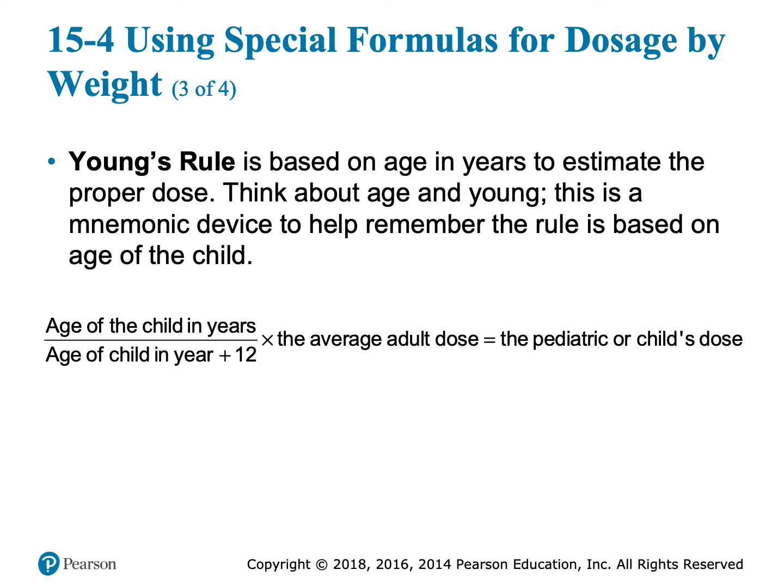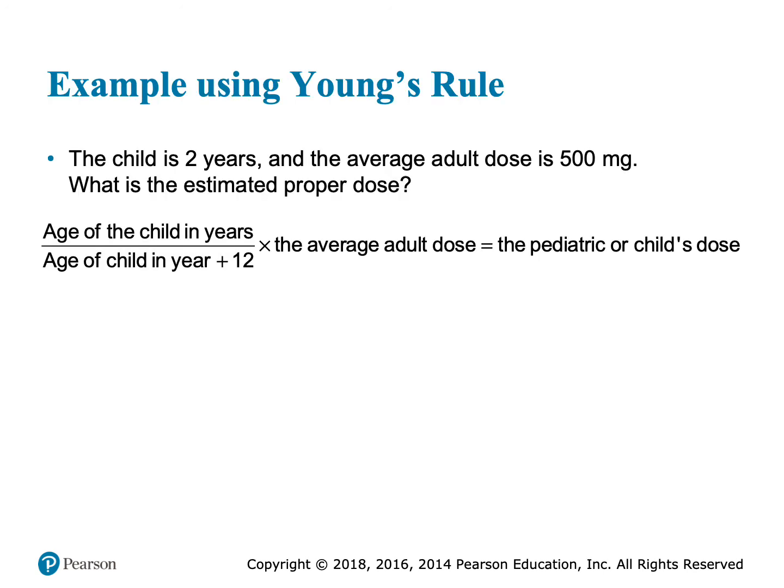And so the formula for that would be age of the child in years divided by age of the child in years plus 12. So we're going to add 12 to whatever their age is. And then we're going to multiply that by the average adult dose to get the pediatric or child dose. Let's look at an example using Young's rule now. So remember the formula for Young's rule is age of the child in years over the age of the child plus 12 times the average adult dose.